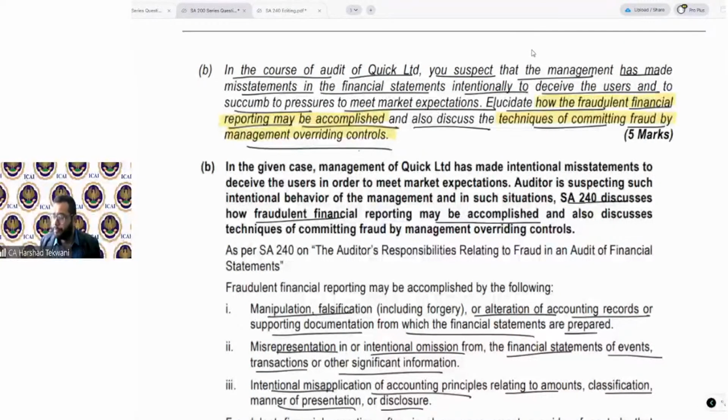Correct, Namrata? It's on the same line. If you see, it's on the same line.